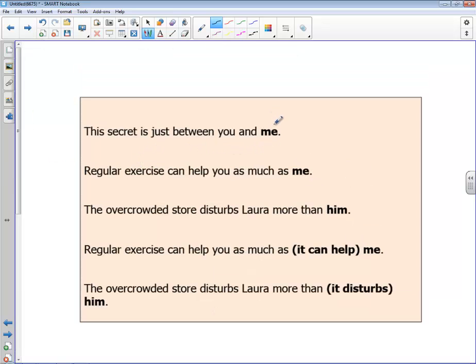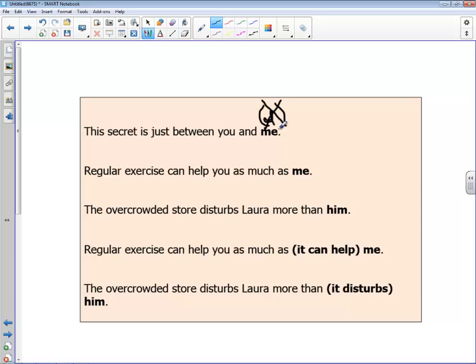Now, how many times have you heard people say, the secret is between you and I? Not in formal English, it's not. Not when you're writing formally or speaking formally. The secret is just between you and me.